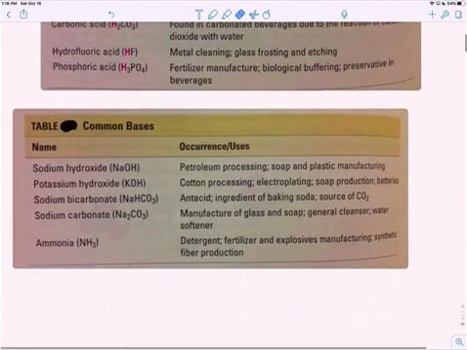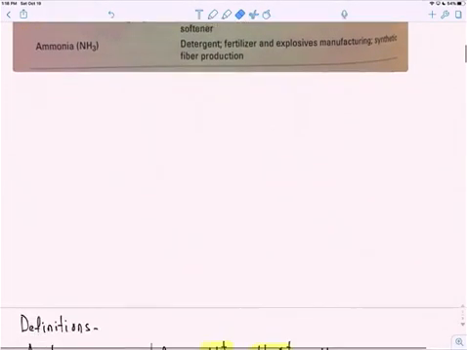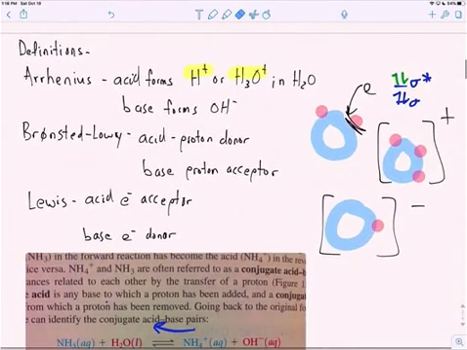So acids and bases are important for industry, specifically fertilizers. So very specifically fertilizers. So let's talk about acids and bases. This is a definition. So we have the Arrhenius definition of acid-base. An acid forms hydrogen ion or hydronium ion in water. A base forms hydroxide in water. And I'm going to use hydrogen ion and hydronium ion interchangeably. The textbook uses hydronium ion, H3O+.